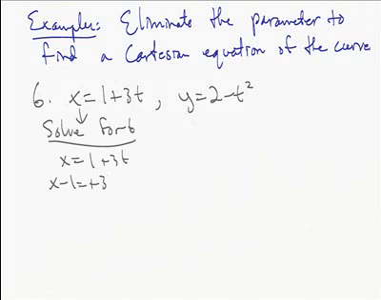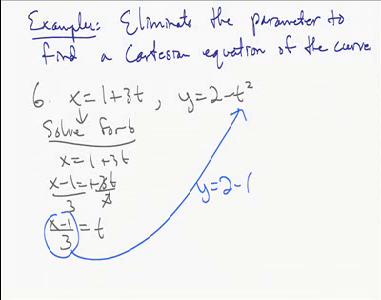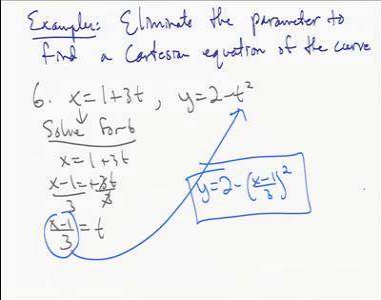If I have x equals 1 plus 3t, I can solve this for t, which isn't too bad to do. x minus 1 equals 3t. Dividing both sides by 3, I get that t is equal to x minus 1 over 3. And then I'm going to substitute that x minus 1 over 3 in for t. So now I have that y is equal to 2 minus, in place of t we're putting x minus 1 over 3, quantity squared. So y now is completely dependent on our independent variable x. We have written y as a function of x.